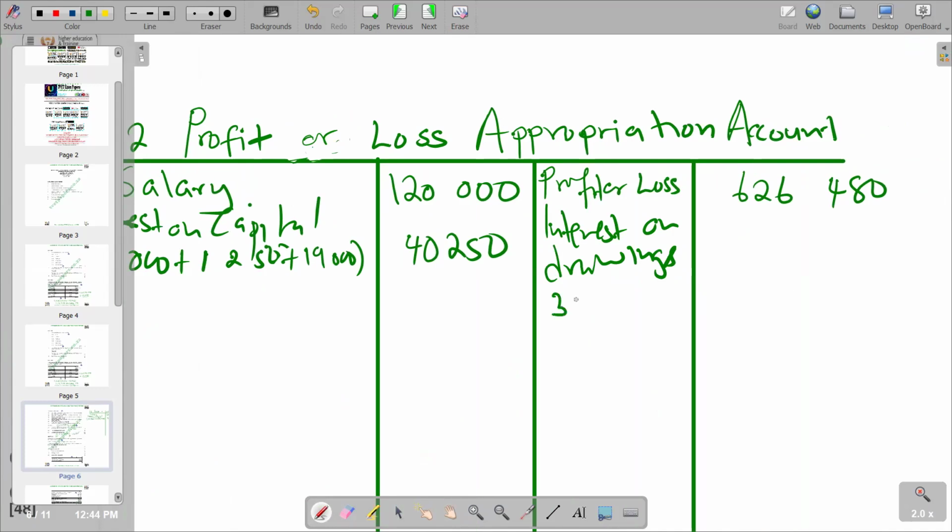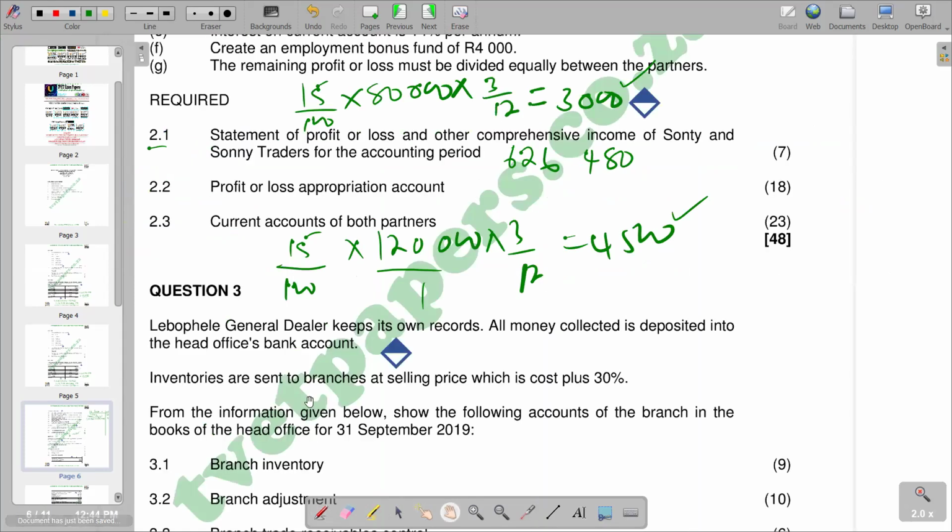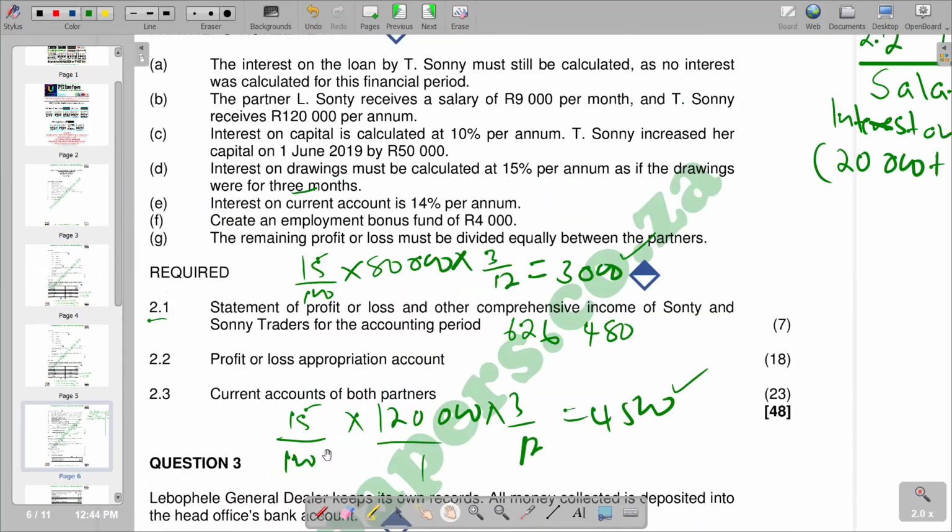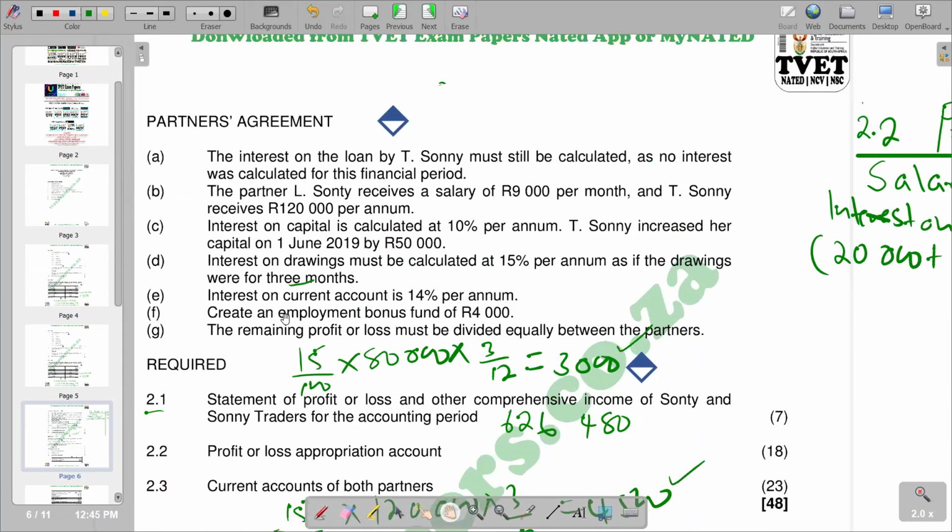So we are saying 3,000 plus 4,500. And the figure that we are supposed to get is 7,500. So this is what we have. So we go again to the partnership agreement, see if you've got anything else that we need to enter there. So interest on drawings, we are finished.